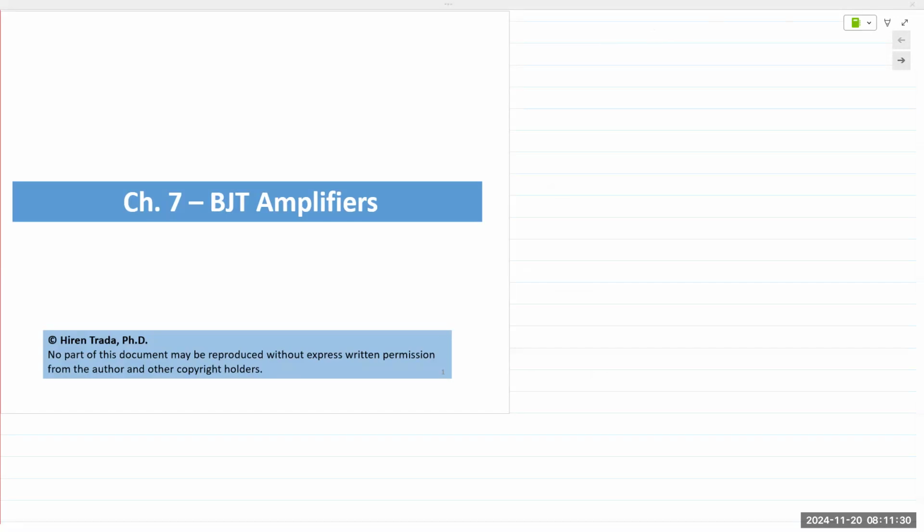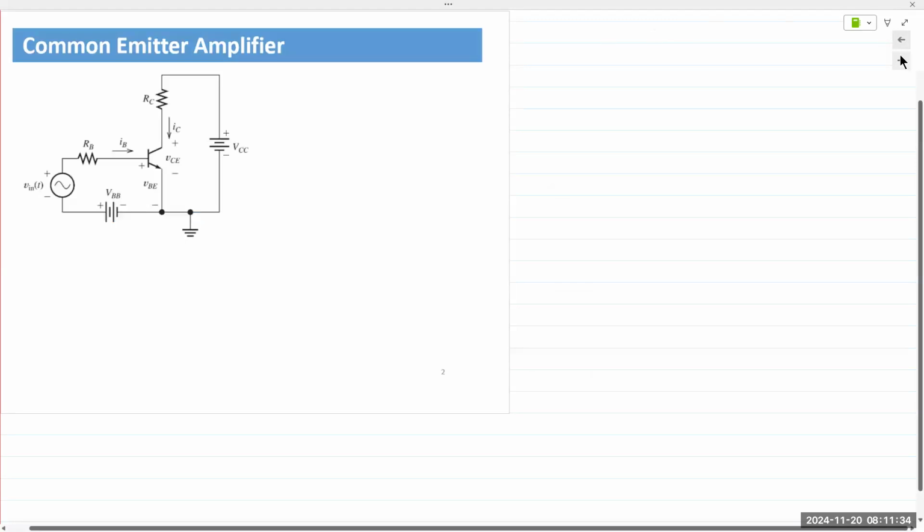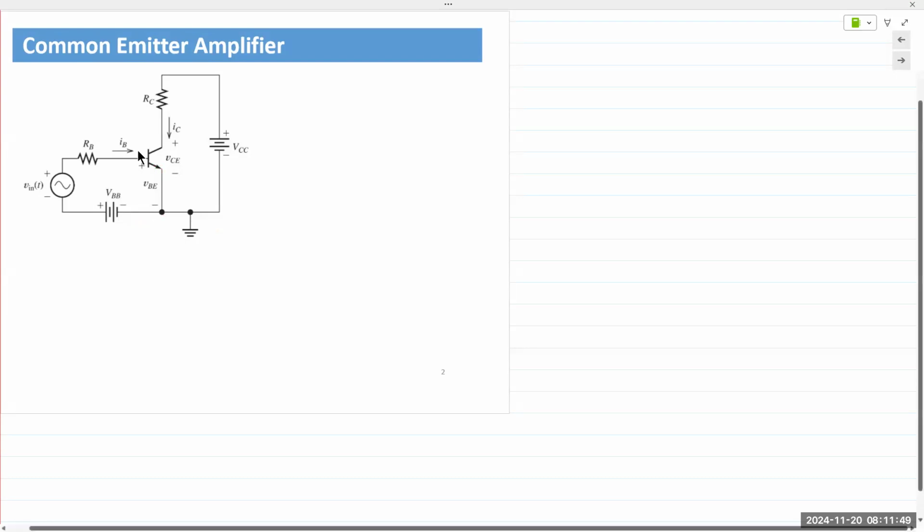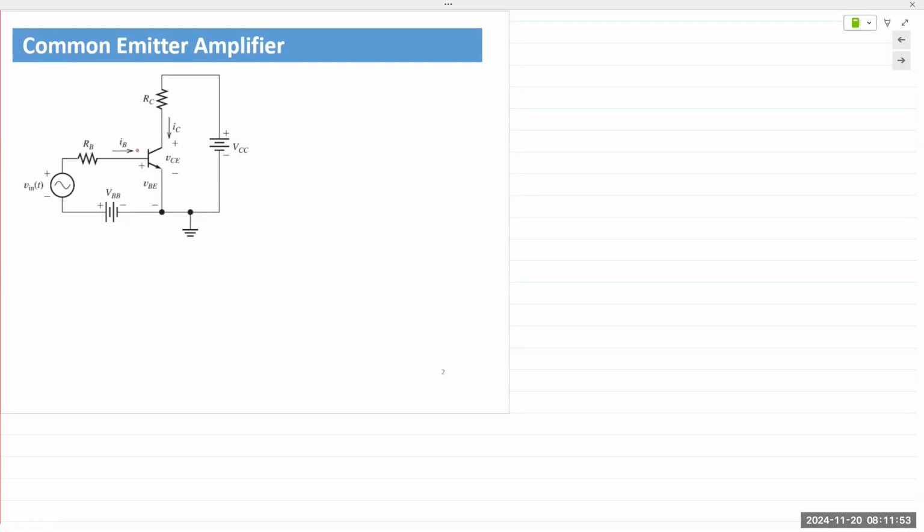Okay, so common emitter amplifier. This is a BJT amplifier, common emitter because the emitter terminal is common to the input and the output. Okay, so a few things before we begin. Oftentimes you would have seen circuits with notations like these.